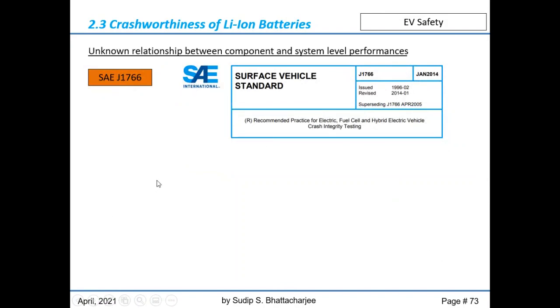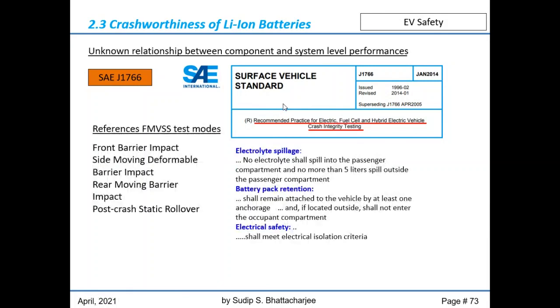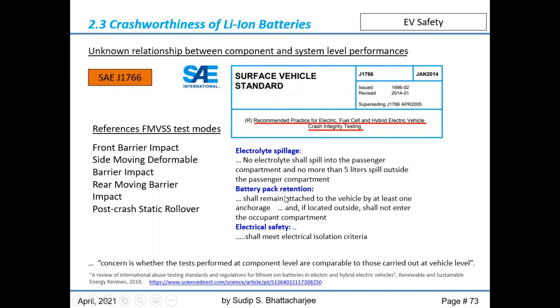So we'll get to that. Before that, I'm giving you one more reference, SAE J1766, which is more focused on vehicle level, electric vehicle level performance. But this one is referencing the FMVSS 305 test modes and the requirements there. So you can say these two, J1766 and FMVSS 305, are harmonized. There is not much discrepancy there.